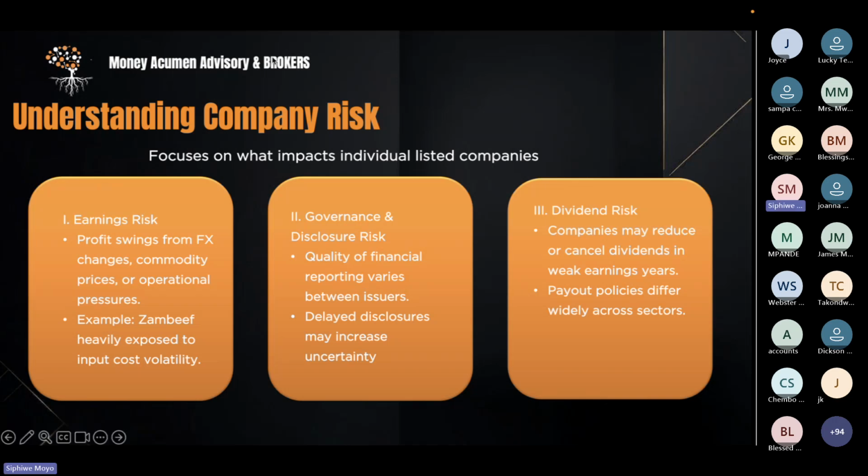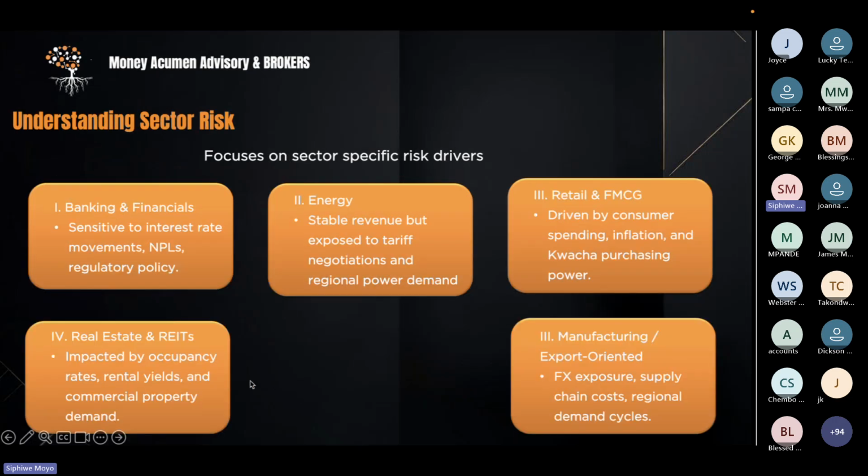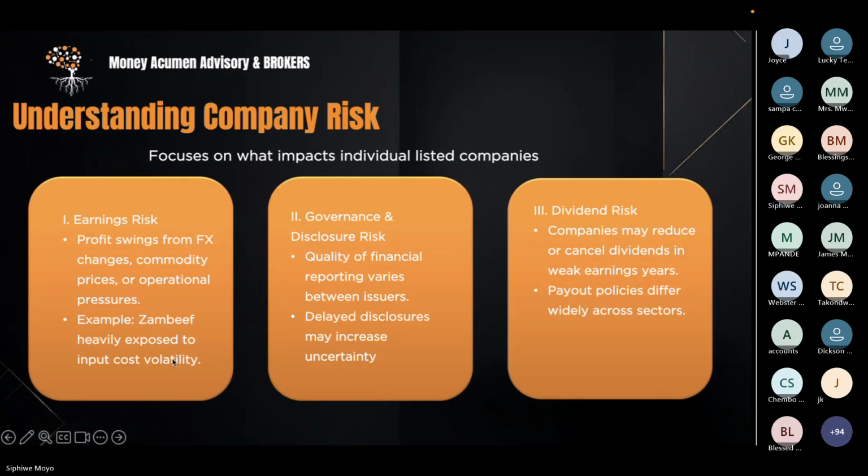Okay, that is it on the company risks. Did I skip a slide? Okay, so dividend risk there.